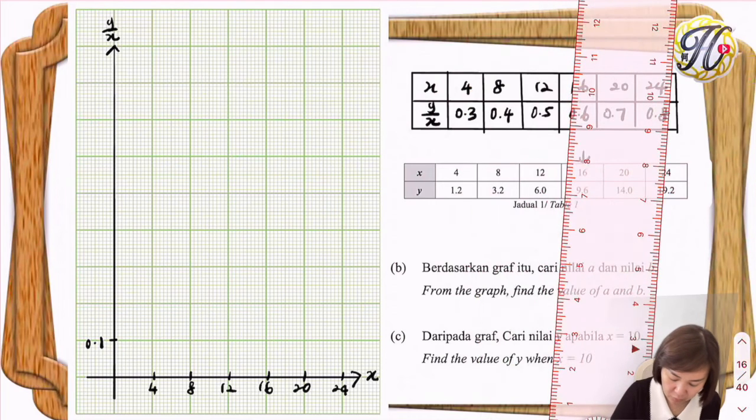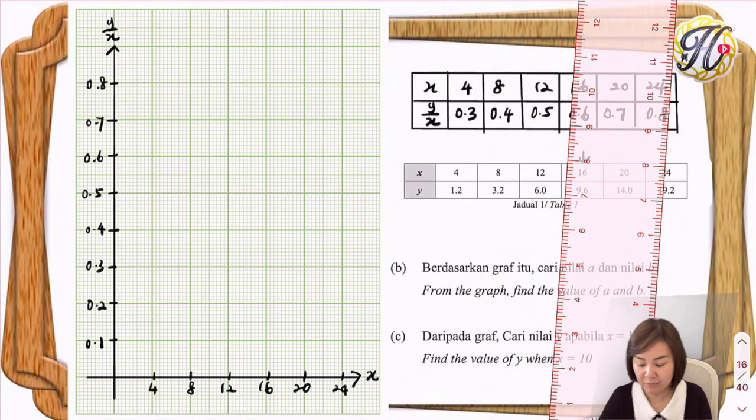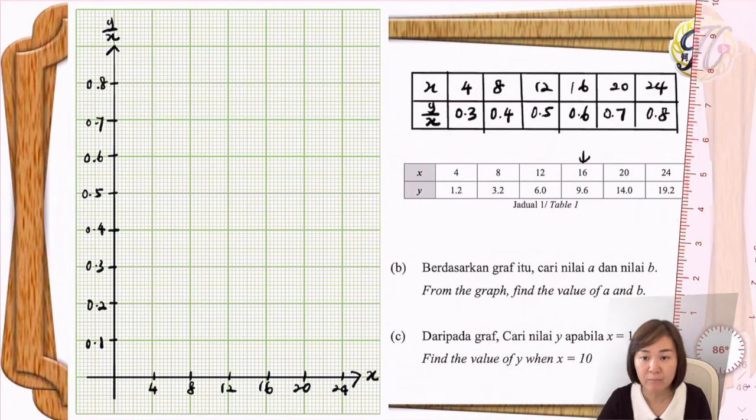Okay, 0.1, 0.2, 0.3, 0.4, 0.5, 0.6, 0.7, 0.8. Okay, dah label siap-siap, bolehlah kita mula plot.